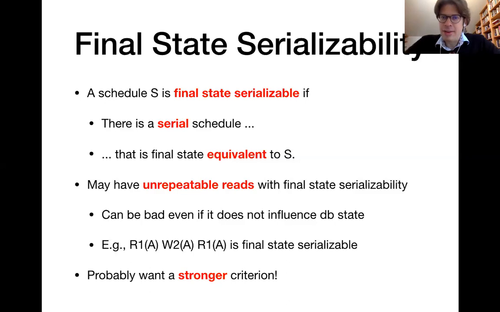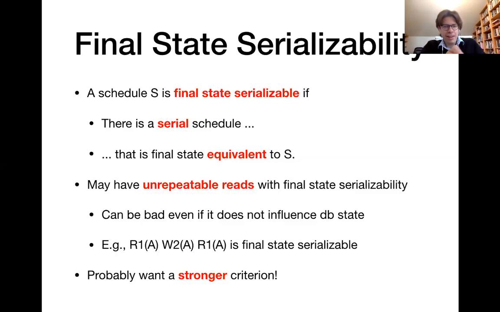Now, final state equivalence can be efficiently verified, which is good. But on the other side, it is not sufficiently strong as a criterion to avoid all those strange anomalies that we discussed in the previous lecture. For instance, we have heard about the anomaly unrepeatable reads, where I read one value once, and then later I read it a second time, and the value has been changed in the meantime by another transaction. That is bad. And even if a schedule is final state serializable, it could still have those unrepeatable read anomalies.